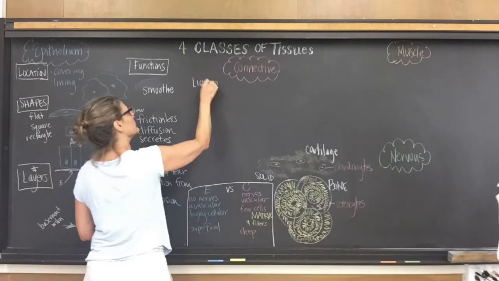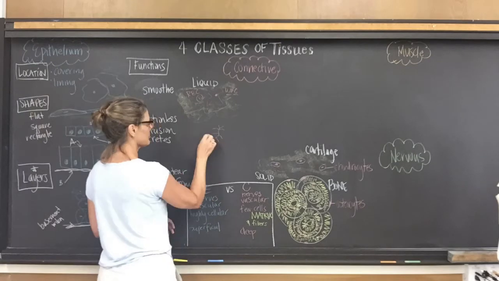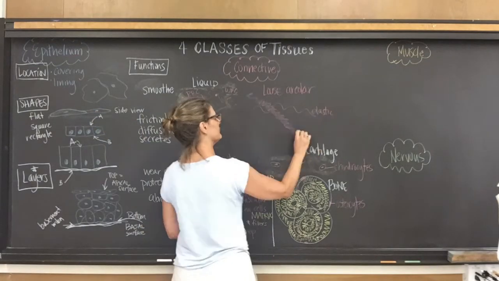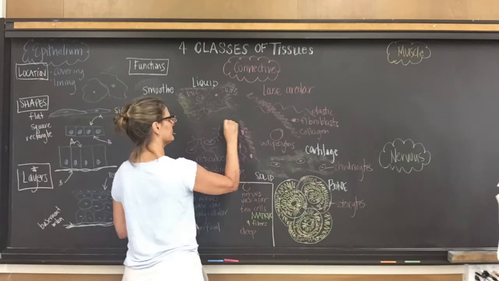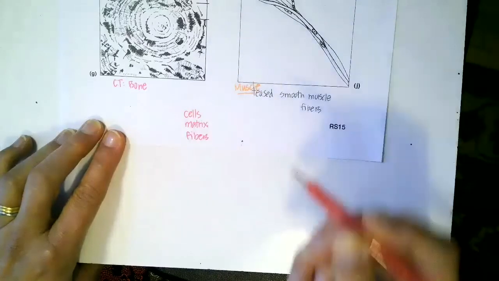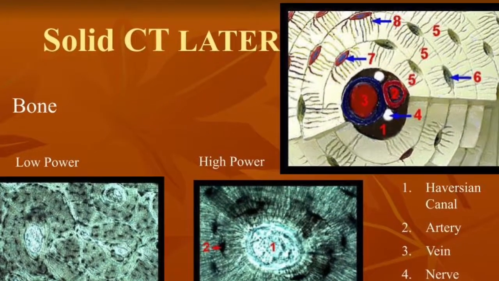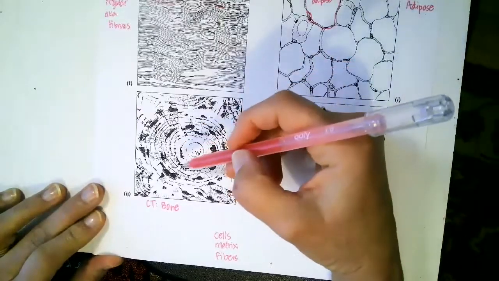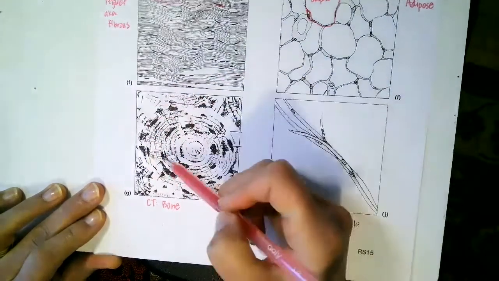The space between the cells is filled with something called matrix, which can be like liquid, solid, or sort of a solution. And then there's usually fibers embedded within it as well. In total liquid connective tissue, the fibers are soluble, and they only become insoluble when a blood clot occurs. Bone is a type of connective tissue that has a totally solid matrix. The collagen that's found in the matrix has been infused with calcium carbonate and calcium phosphate, which are minerals, so it's like a rock. It's solid.